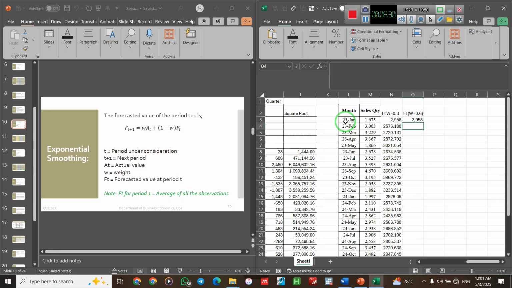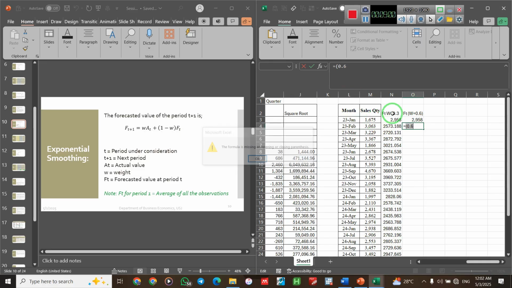Then we are going to apply this whole formula to identify the forecasted sales in February 2023. First you put an equal sign. Our weight is 0.6, so you have to multiply the actual figure in the last period. That means your actual figure is here.